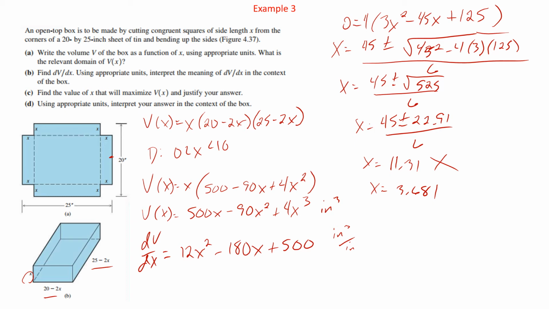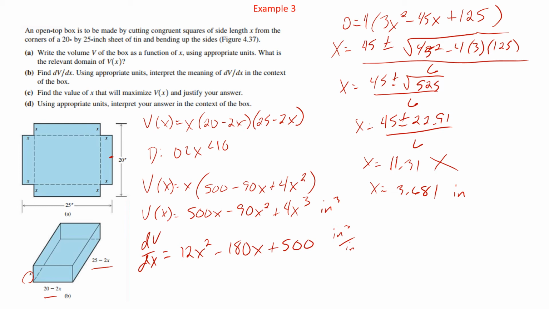And the endpoints could have a possibility. Now, if x equaled 0, the volume's going to be 0 because that's the height. If x equals 10, that side 20 minus 2x equals 0. So that gives us another volume of 0. So the endpoints give us a volume of 0. So this x equals 3.681 inches will give us the value of x that will maximize the volume.